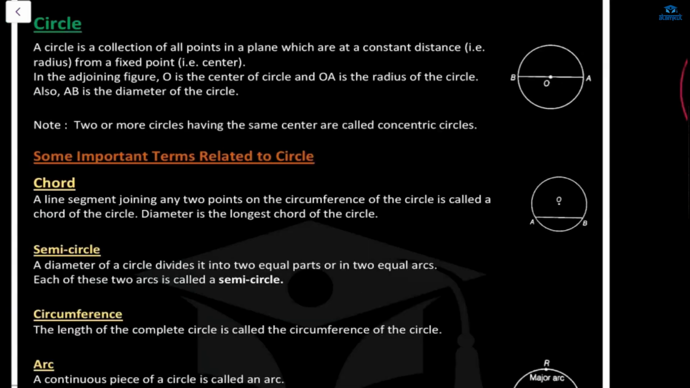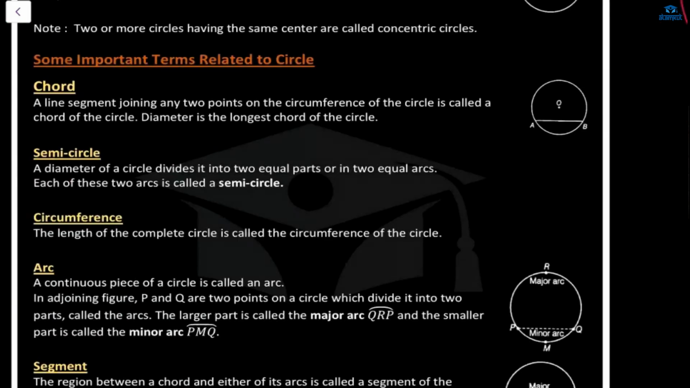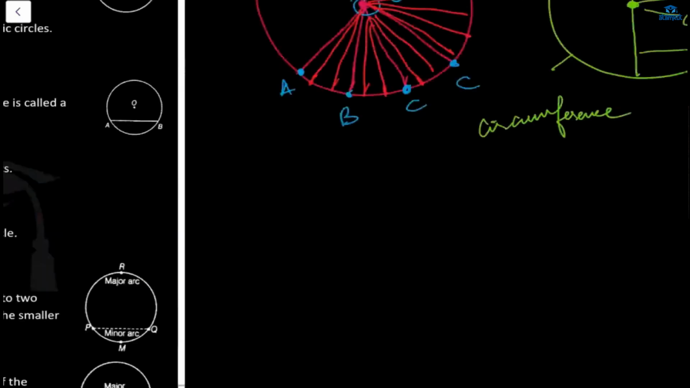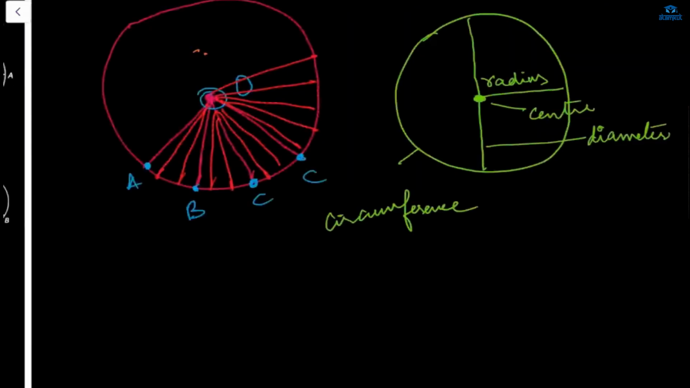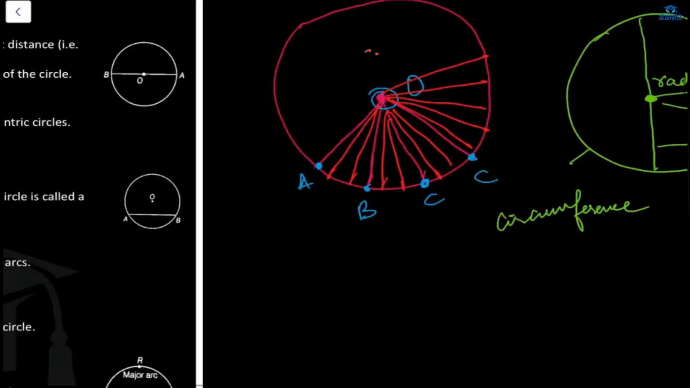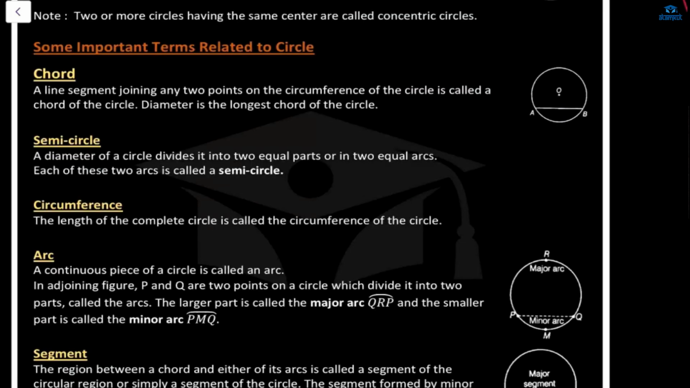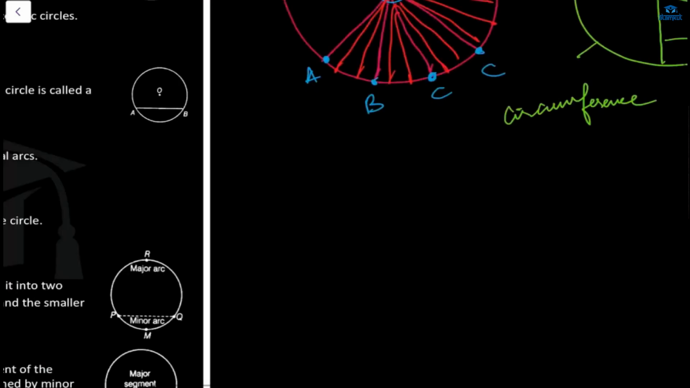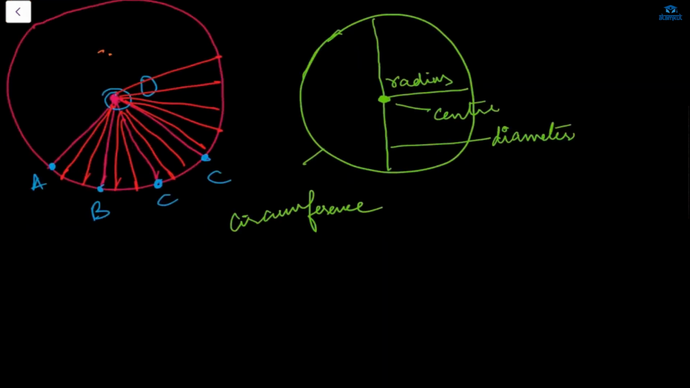Now let's see some important terms that are related to circle. These terms you have been seeing till now. Whenever you find the area of a circle, you have listened to these words: center, radius, diameter, circumference. But other than this, there are many more terms related to circle, that is chord, semicircle. What is circumference? The total length. This whole length is called the circumference, okay?